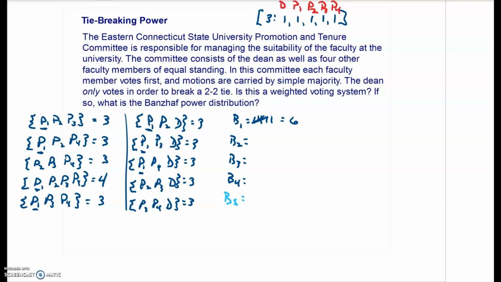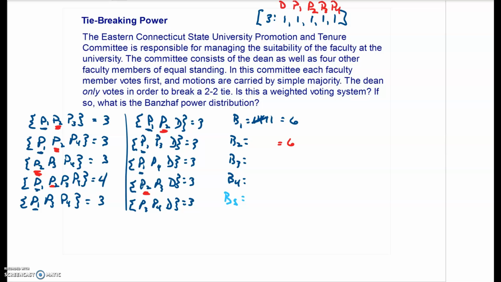Now let's go through and find player 2. 1, 2, 3, 4, 5. I'm missing one. There it is, 6. Player 2 is critical, yes, in the first one. Yes here. Yes here. Yes here. Not here. Yes here. And yes here. So how many times is player 2 going to be critical? We see that player 2 is also critical 6 times.